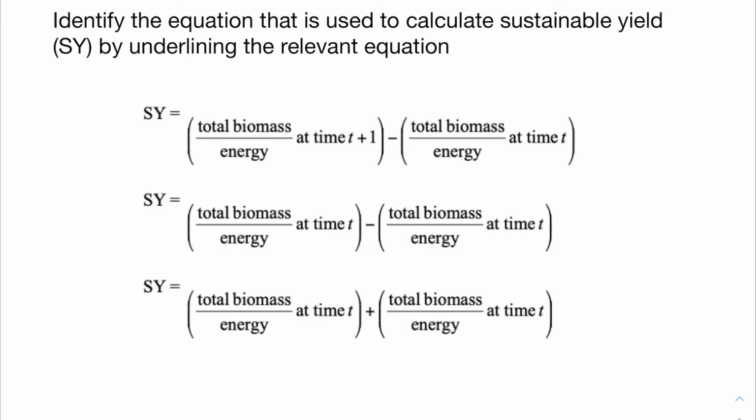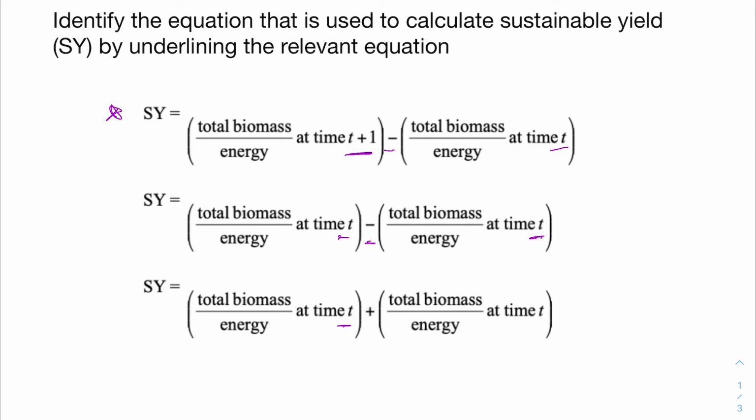Okay, so as soon as you understand that sustainable yield is about productivity, about how much has been produced in a certain time period, so how much can we harvest in that time period, you see that it has to be an equation that is related to time. And so in this one, the only thing that is different is you've got time plus 1 minus time at time t. In this one, it's time minus time. Everything else is exactly the same, so we don't need to pay attention to it because they're identical.